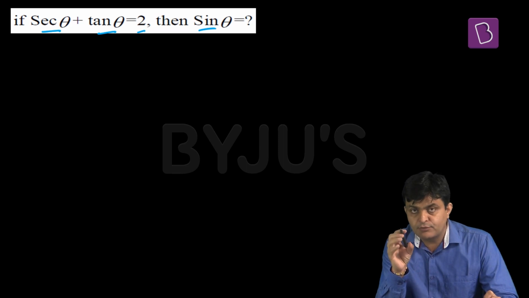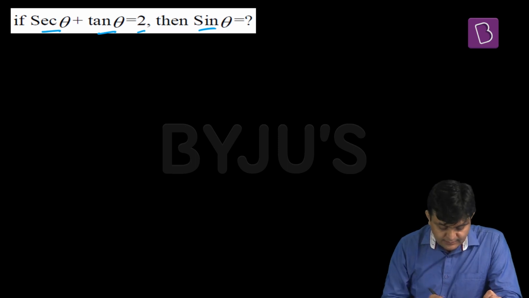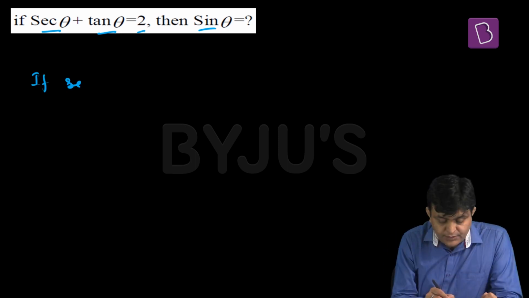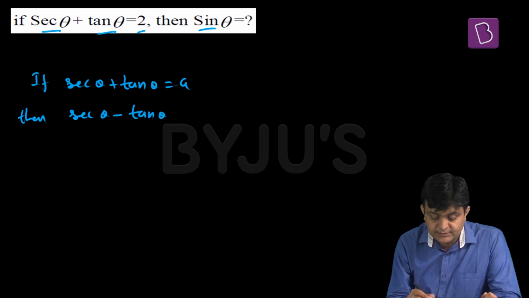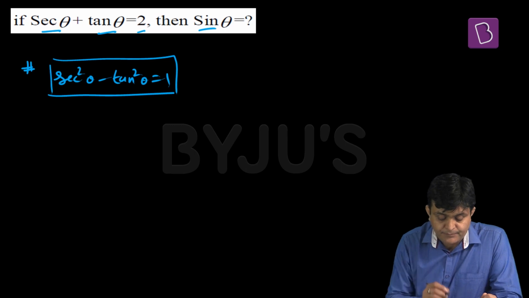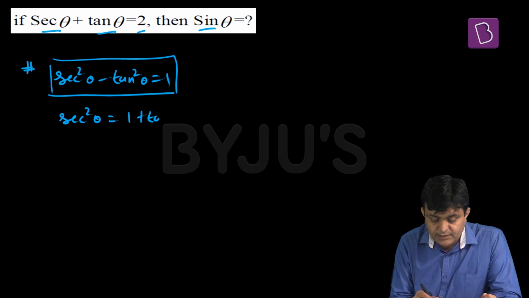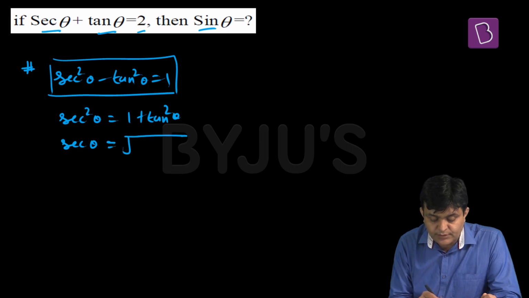Before solving this, we have to create some basic. We have to create a basic rule. That is, the basic rule: if secant theta plus tan theta is a, then secant theta minus tan theta, secant square theta minus tan square theta is equal to 1. Another standard identity is this. So if we find secant square theta, it is 1 plus tan square theta. If we find secant theta, make under root of this. It is 1 plus tan square theta.